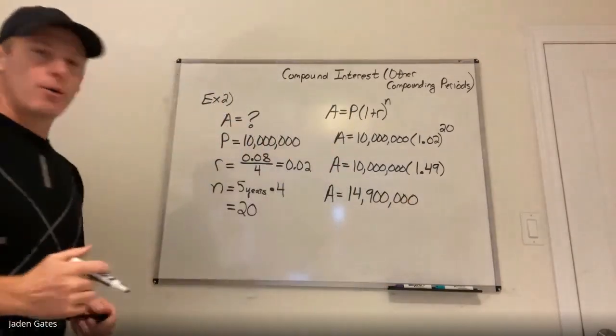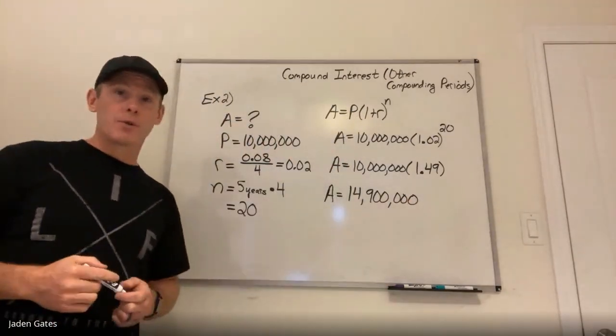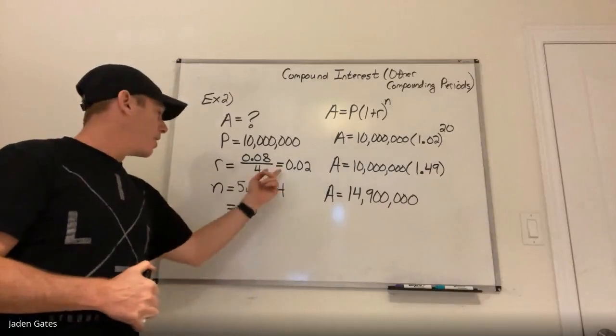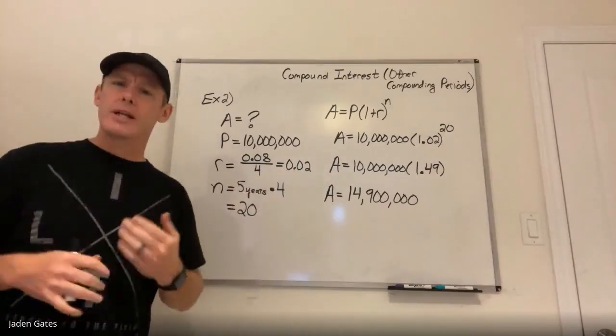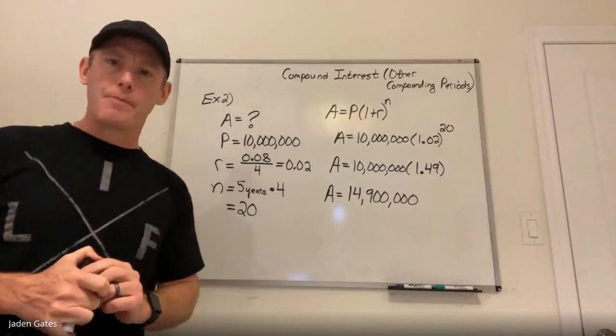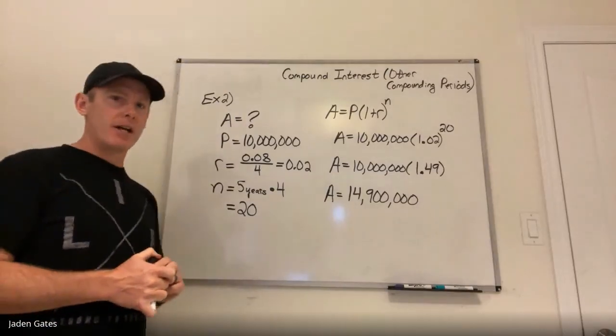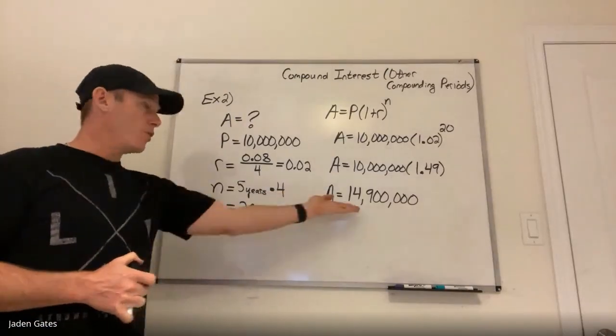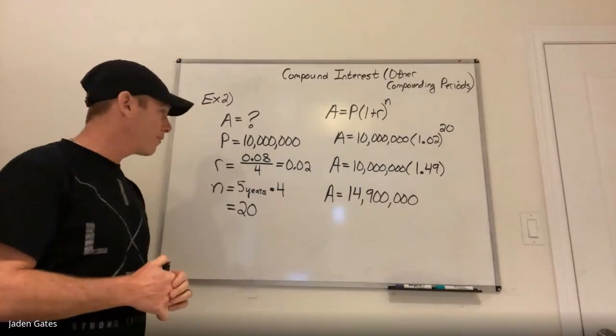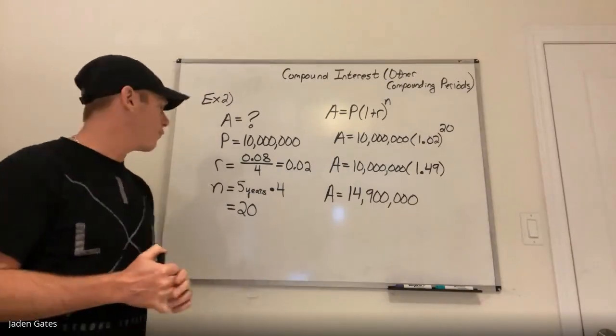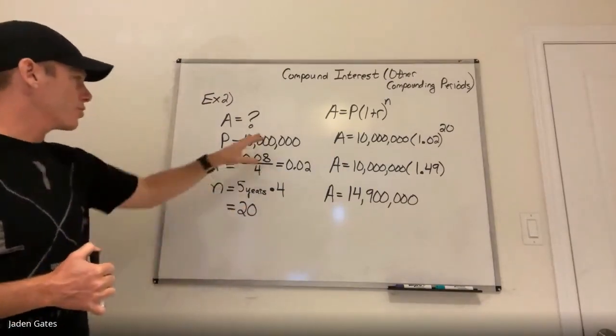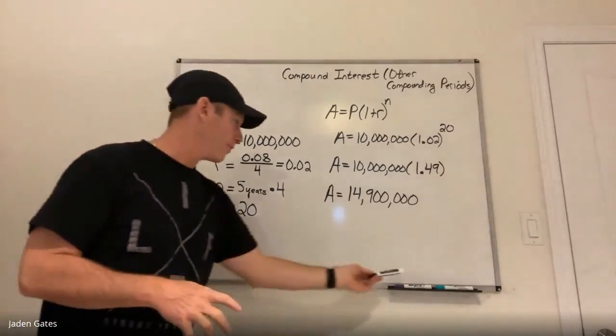$14,900,000 that would cost. So if somebody wants to borrow $10 million, compounded quarterly is not something regular people see. It's more of a business and government type of interest rate. You would end up having to pay back $14,900,000 after 5 years, just because you borrowed $10 million. Doesn't seem like it's worth it.